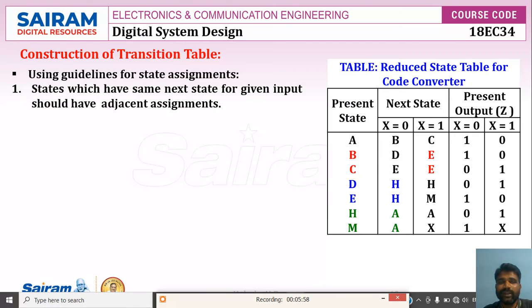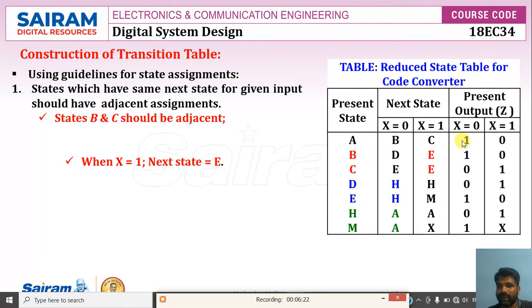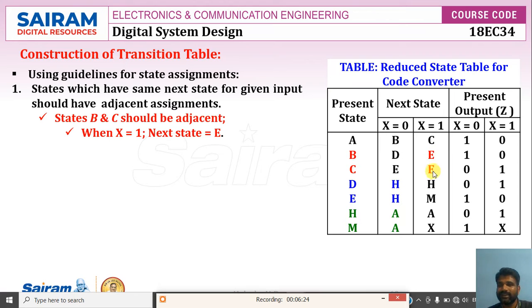The first rule in the guidelines for state assignment is that states which have the same next state for a given input should have adjacent assignments. That means observe states B and C, which should be adjacent because when input x is equal to 1, the next state is E, the same state.